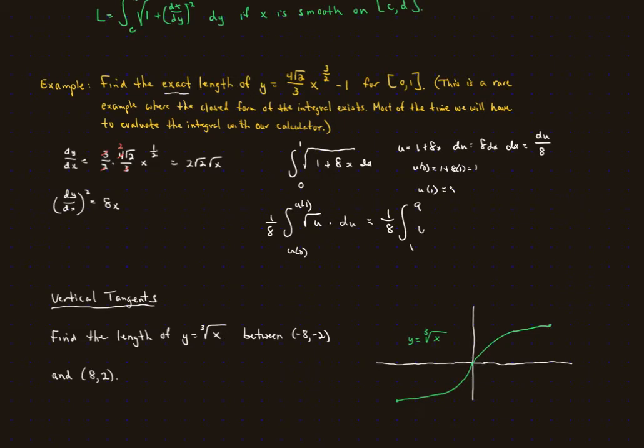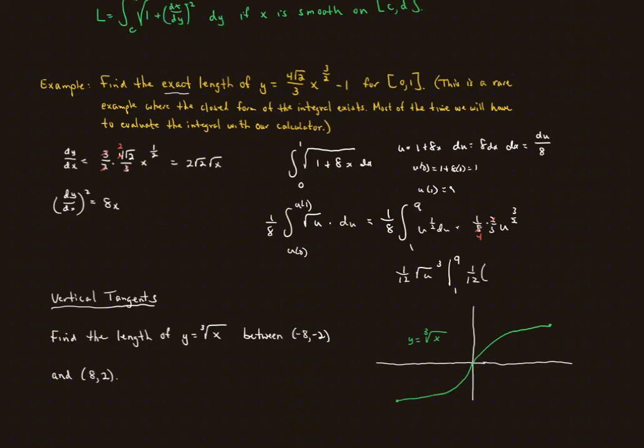And we're going to integrate u to the 1/2 du. So there's our 1/8. We're going to add 1 and get 3 halves, times 2 thirds. So I guess we can cancel that. And that's going to look like a 1/12. And we've got the square root of u cubed. And we're going to evaluate that from 1 to 9.